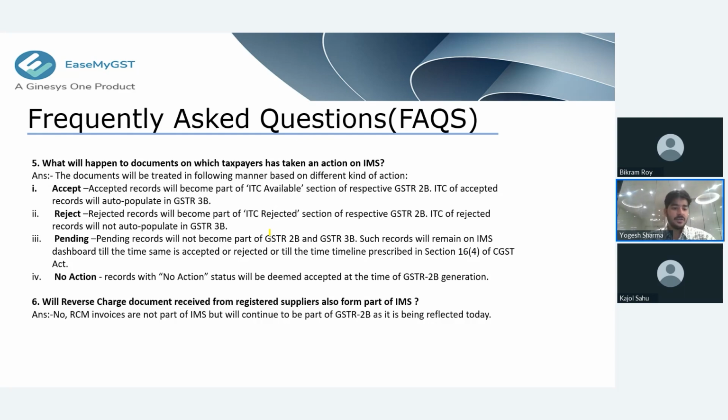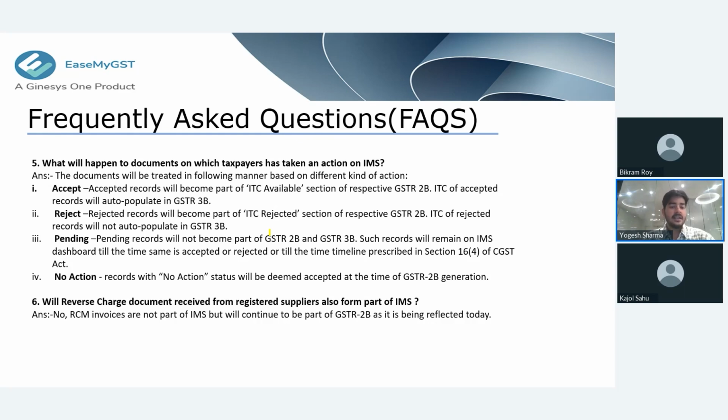Now the second point was reject. Rejected records will become part of the ITC rejected section of the respective GSTR 2B. ITC of rejected records will not auto-populate in your GSTR 3B.